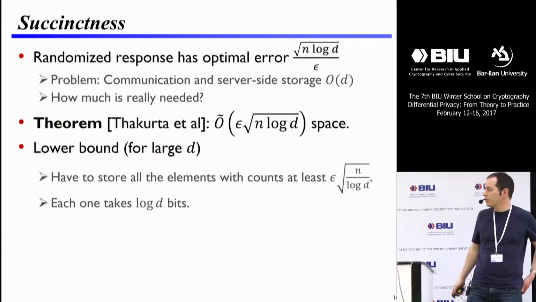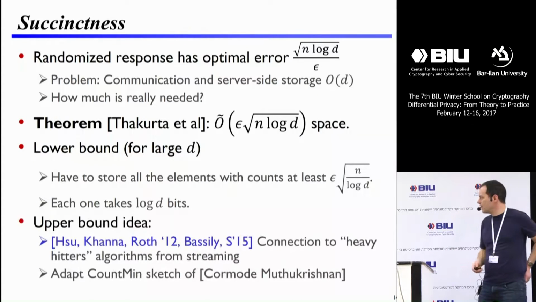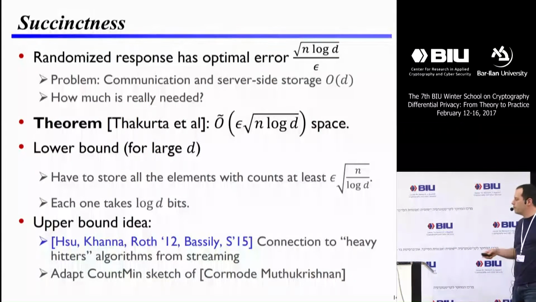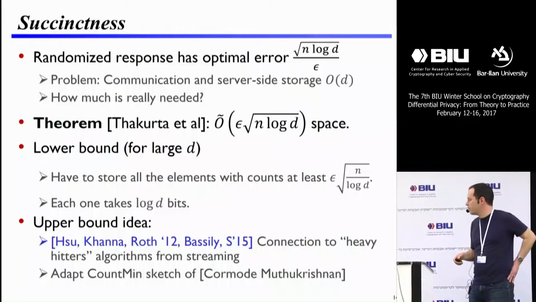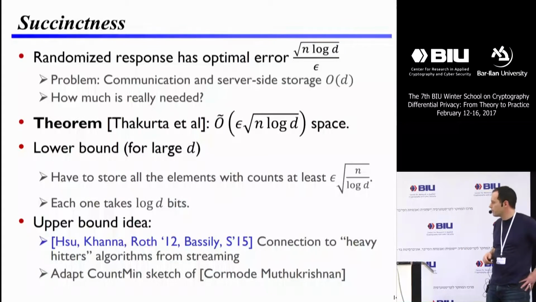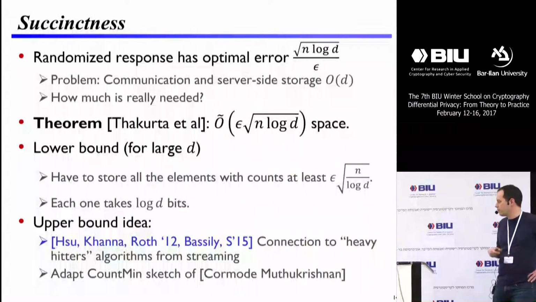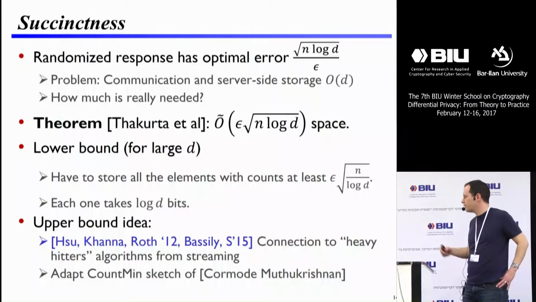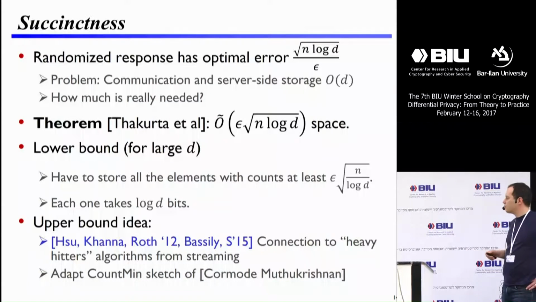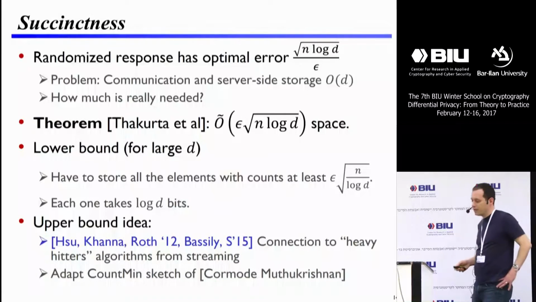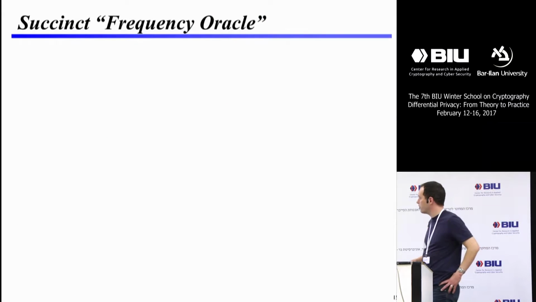And what's kind of cool is you can match that. The way you do this, building on an idea that has appeared in a few papers previously, is a connection to algorithms from the streaming literature for a problem they call heavy hitters, which is basically histograms. Specifically, the way you get this noise bound is by adapting the count min sketch of Cormode and Muthukrishnan. I can explain to you very briefly how this works.